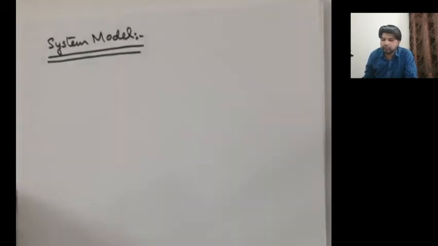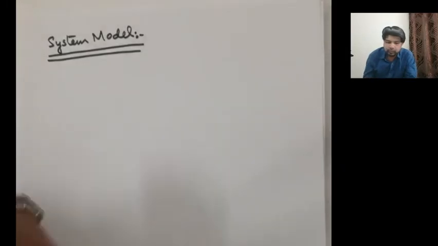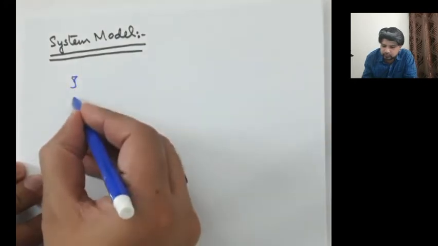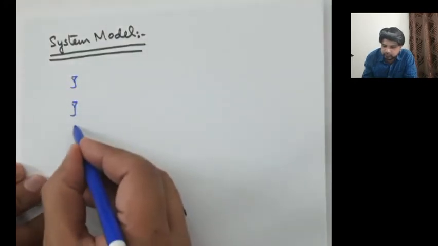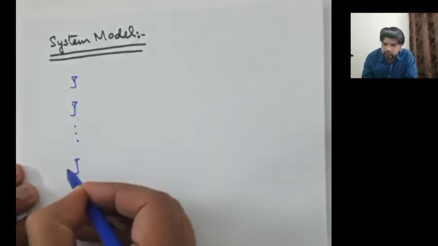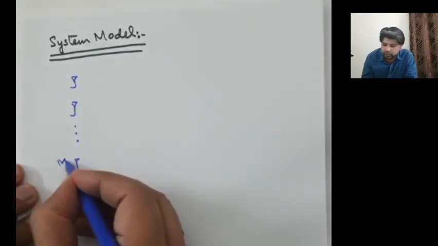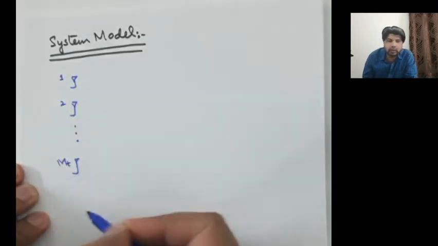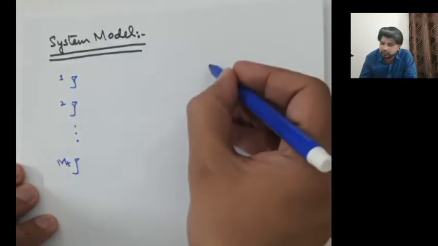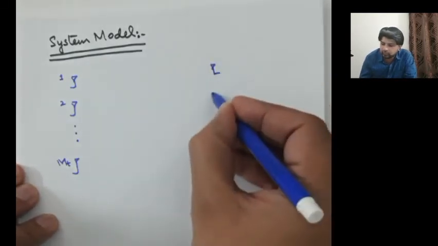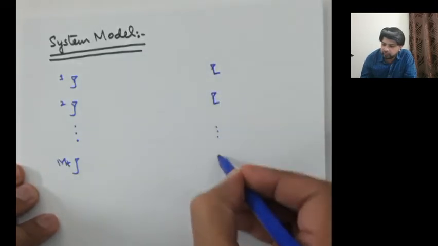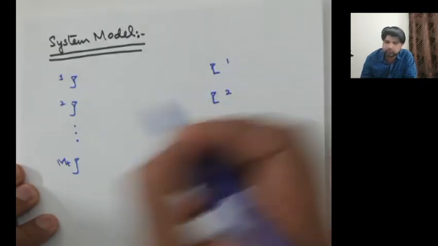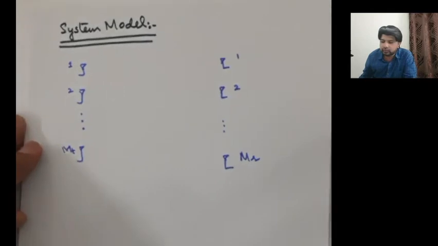So we have multiple antennas at the transmitting end. Let's suppose that we have MT transmit antennas. This is antenna 1, this is antenna 2, and we have MT transmitting antennas. Similarly, we would have multiple receiving antennas, and in total, let's suppose we have MR receiving antennas. So this is our system.